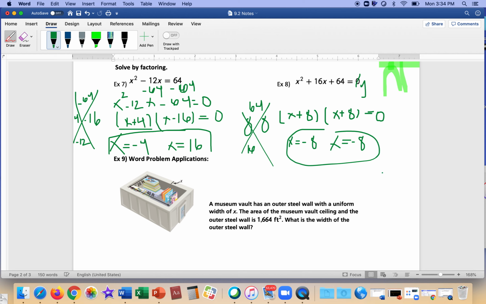But if we were to look down the road and we were looking at this parabola, we'll notice that it's going to be tangent and it's just going to touch the graph at negative 8. Okay, watch the next video for the word problems.